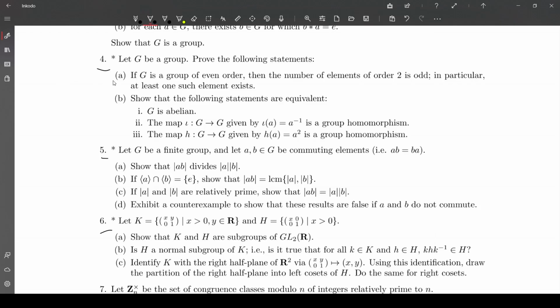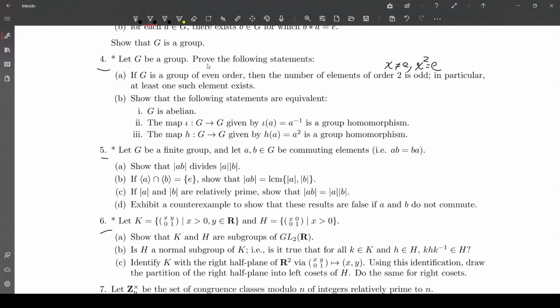So this one's interesting, part A, which says that if a group G has even order, which means there's an even amount of elements, then the number of elements of order 2, which means x is not the identity, but x squared is, that's what the order 2 means, the number of such x values is odd, and therefore there has to be at least one. Since 0 is even, there can't be 0 of them.